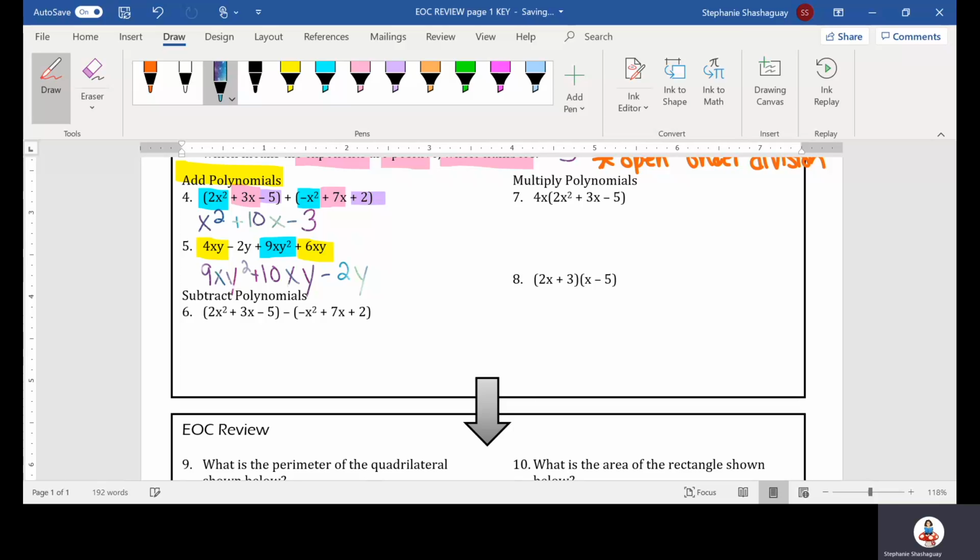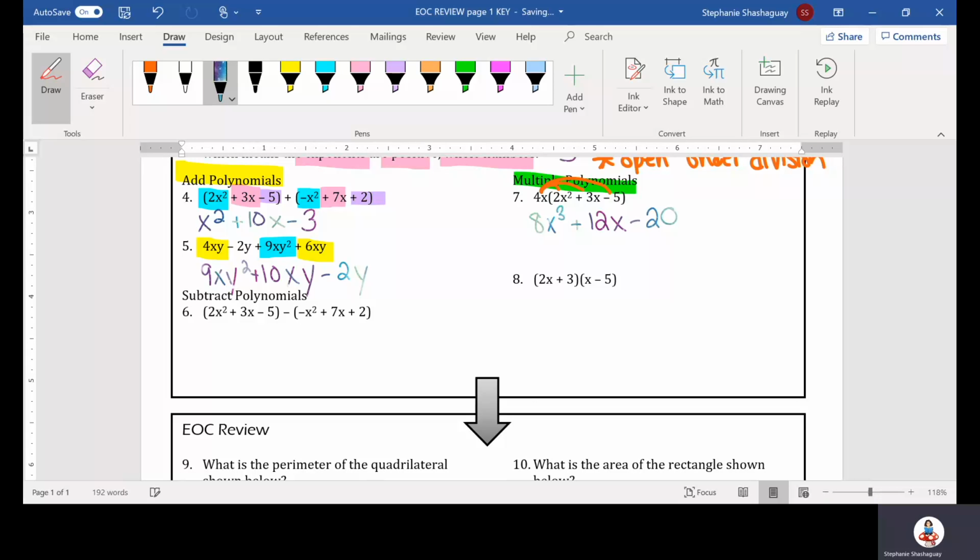In number 7, we are going to multiply our polynomials. So I need to multiply that first term times every term inside the parentheses. When I multiply 4x times 2x squared, I'm going to get 8x cubed. When I multiply 4x times 3x, I'm going to get a positive 12x. When I multiply 4x times negative 5, I'm going to get negative 20.